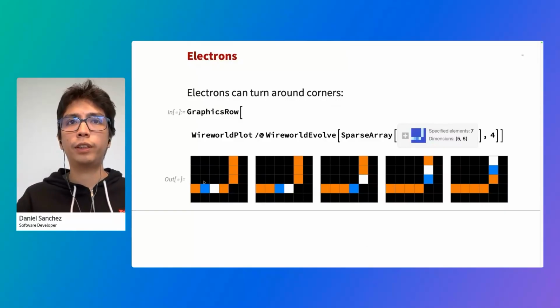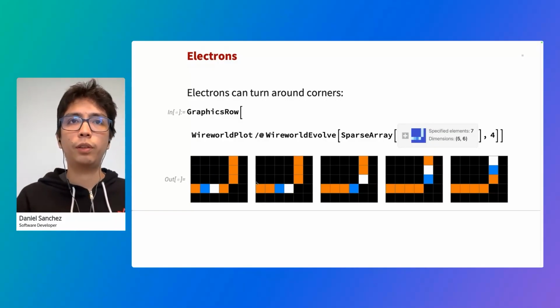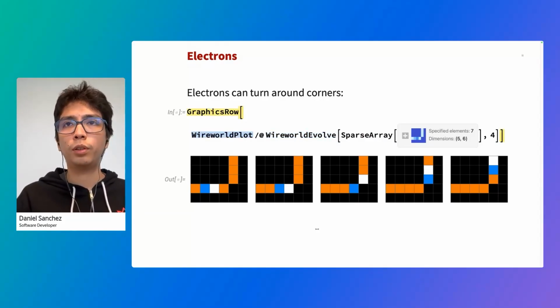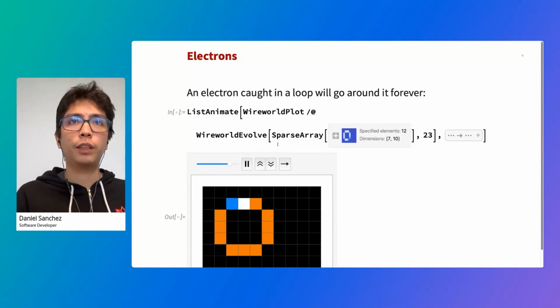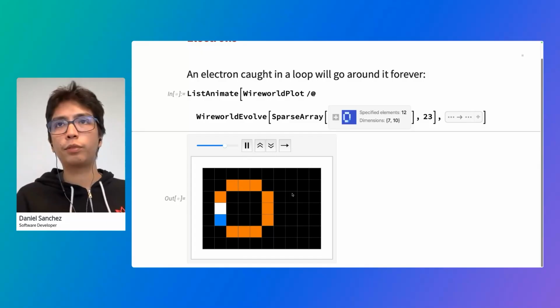Electrons turn around corners. If you follow the rules, you will see that there's no problem with corners, so electrons will move around corners. I'm showing here the function that I wrote, which is evolve and plot. So if we have corners, we can have loops. If an electron is inside a loop, it will go around forever.